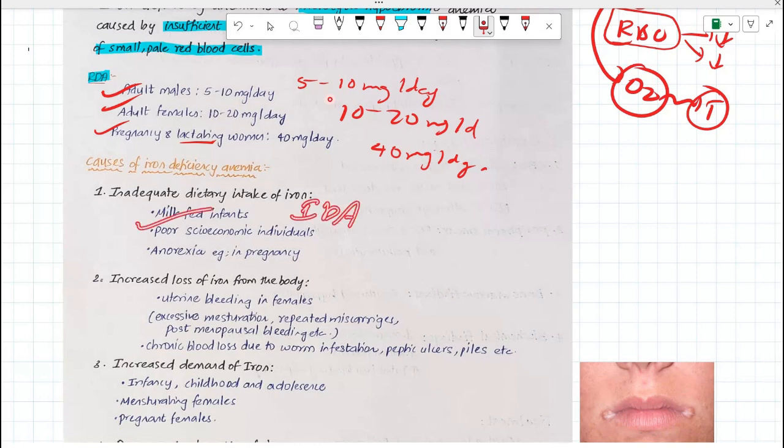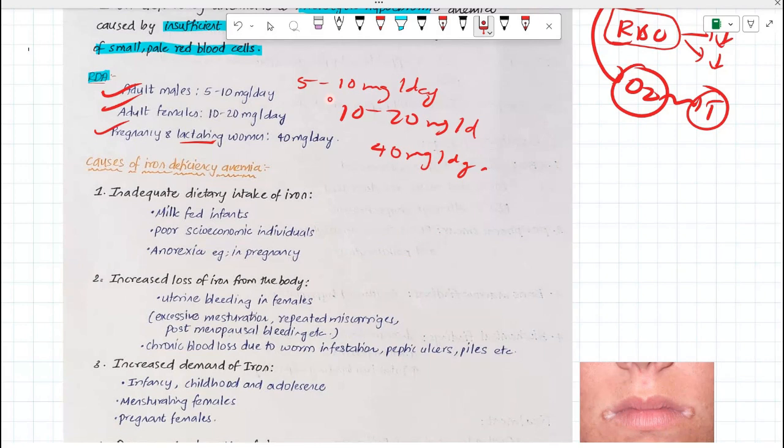And people with poor socio-economic status. And in anorexia, anorexia is simply the feeling of not having food or loss of appetite, in simple words. So the second cause is increased loss of iron from the body.